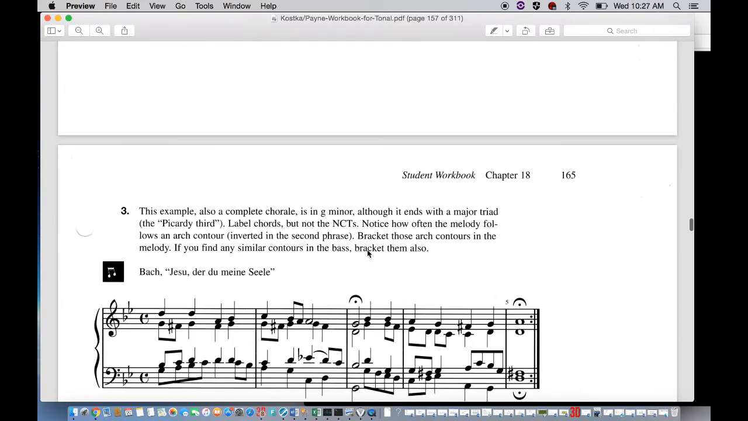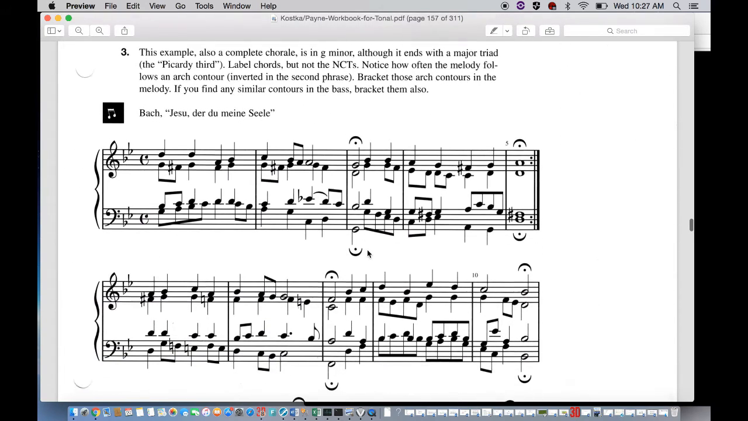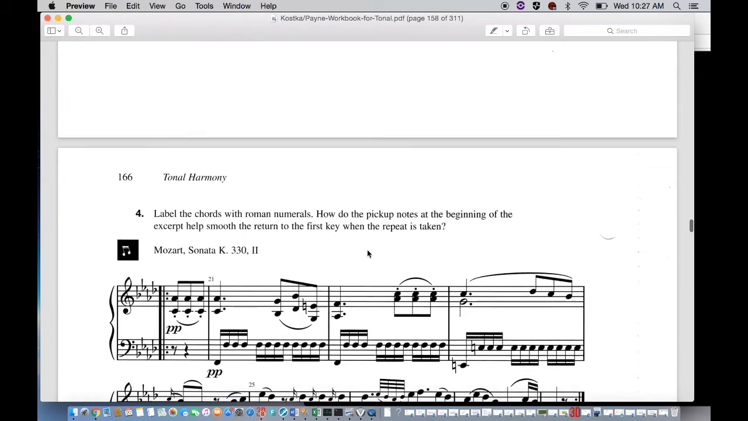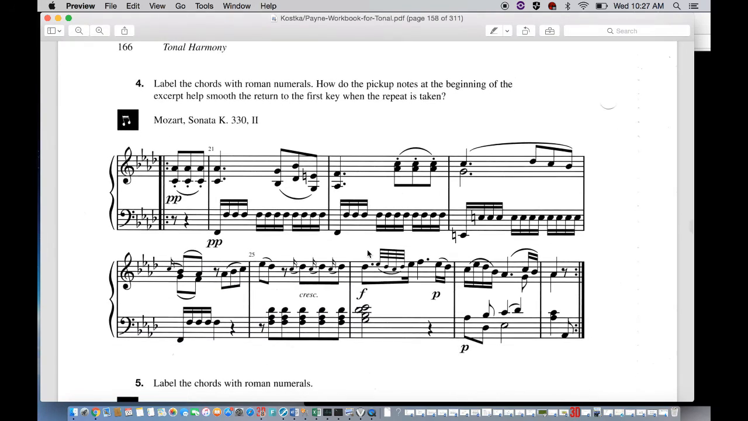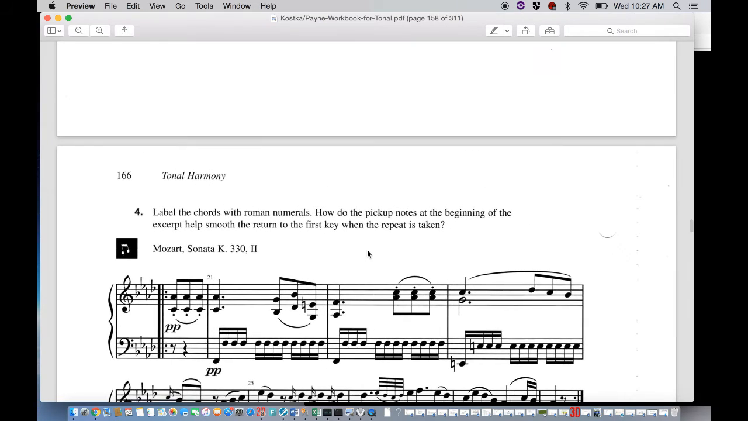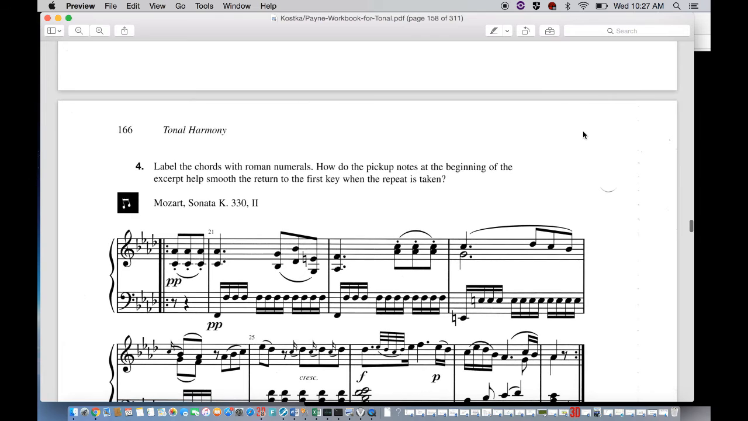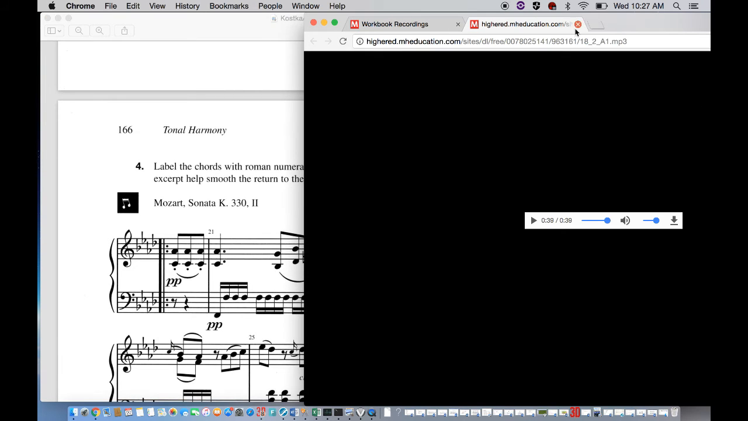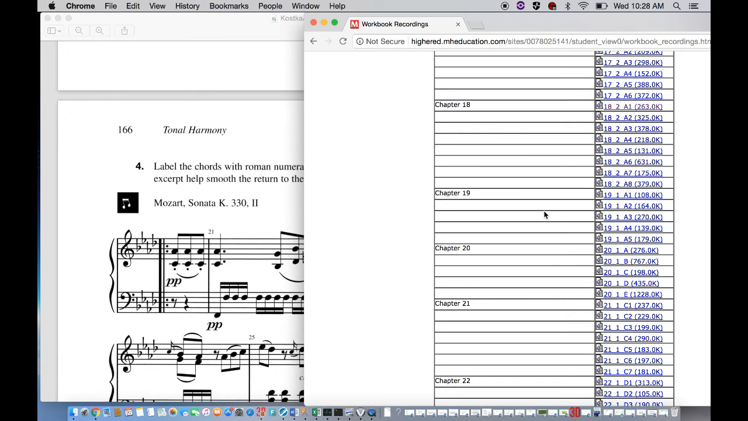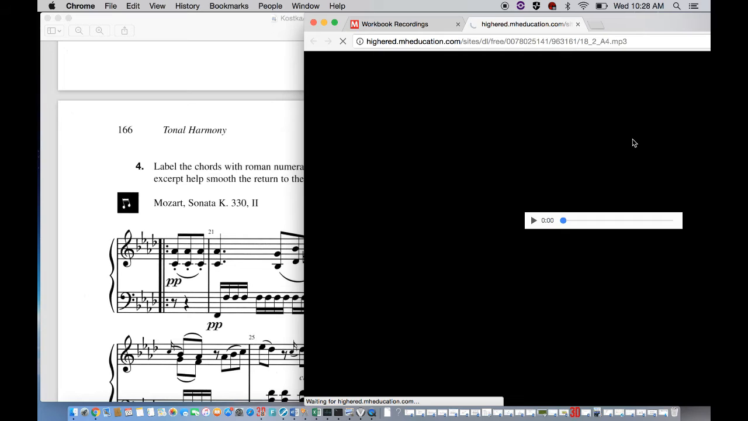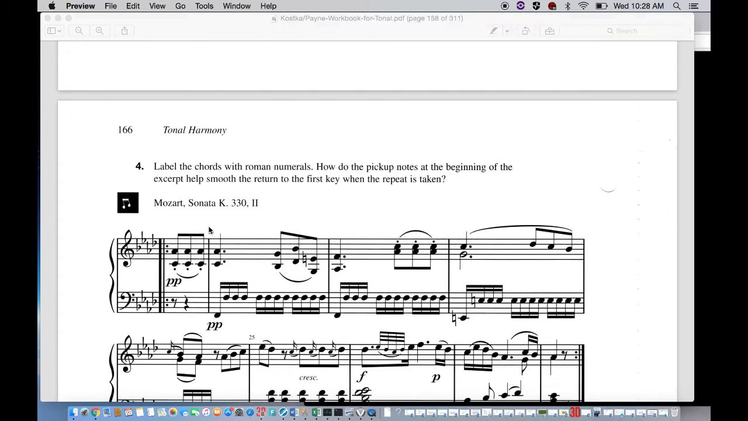Let's skip on down to the Mozart. Let's see, which one is that? This is just 4. So let's listen to it first. Exercise 18-2, A4.